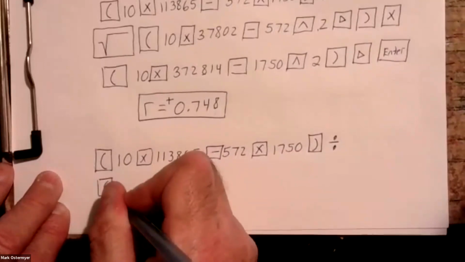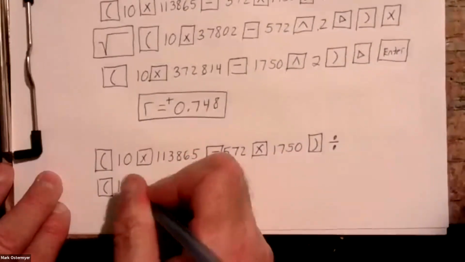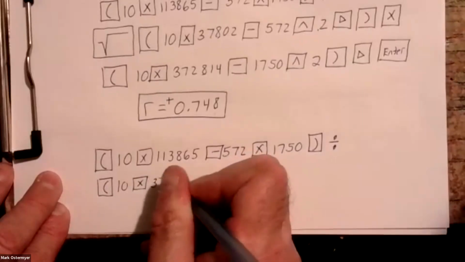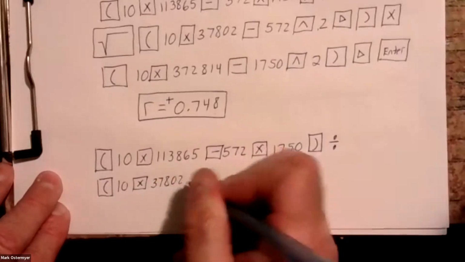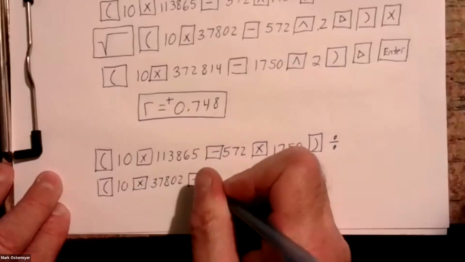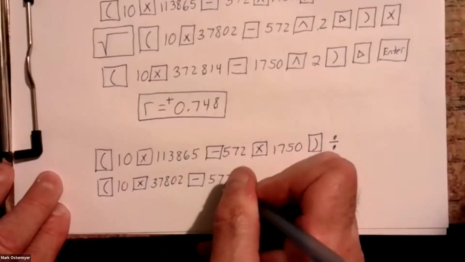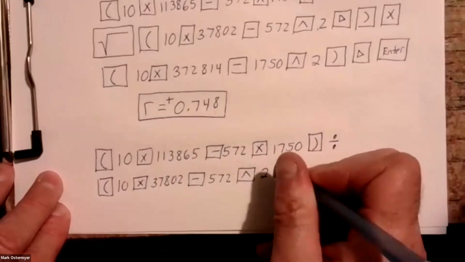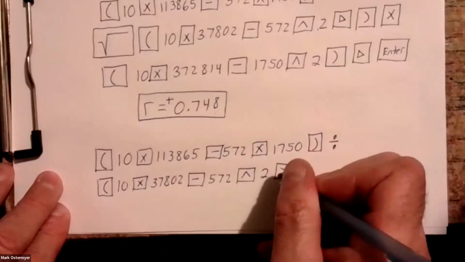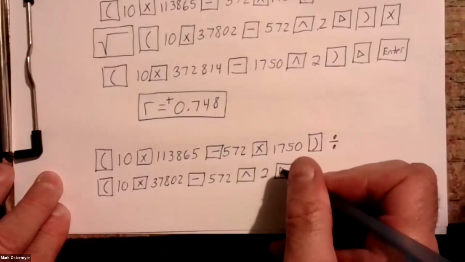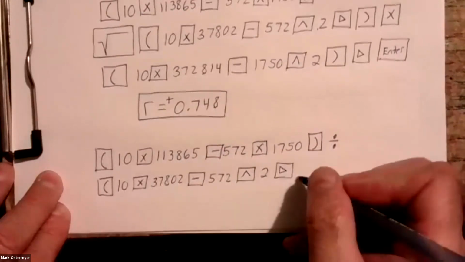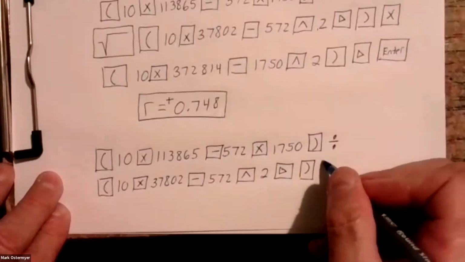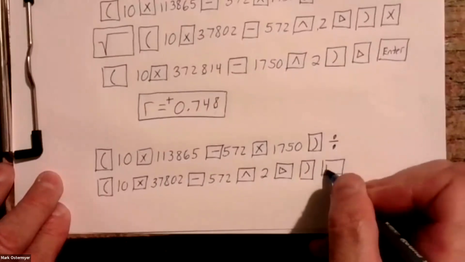Open parenthesis, here's your entire denominator, 10 times 37,802, subtract 572, raised to the second power, bring your cursor back down to level. You might have to hit your right arrow key to do that. And then a closed parenthesis to close off your entire denominator. And then just hit your enter button and you should get it.